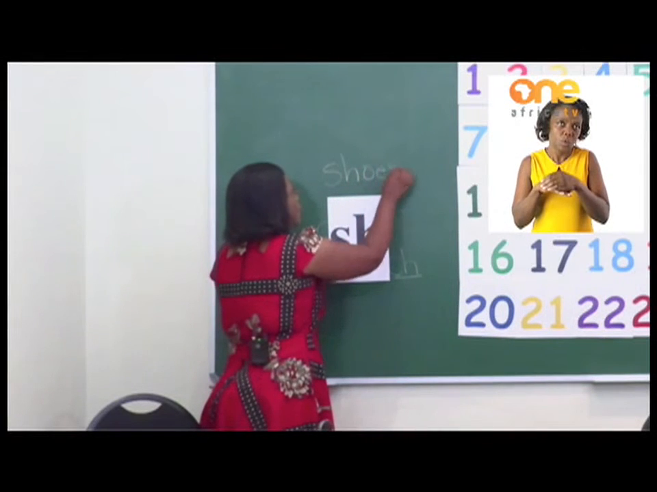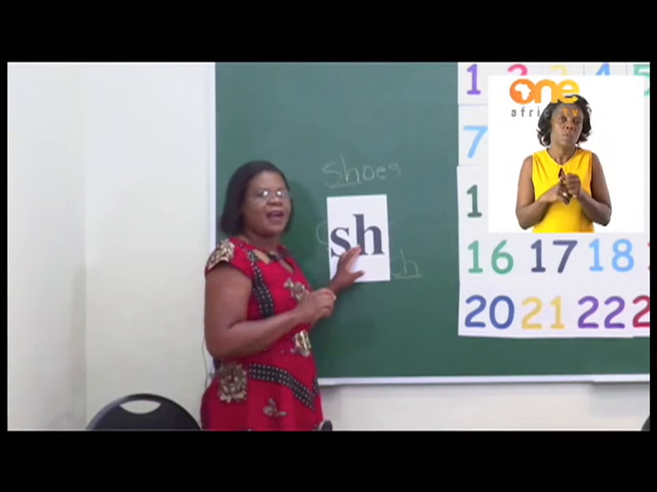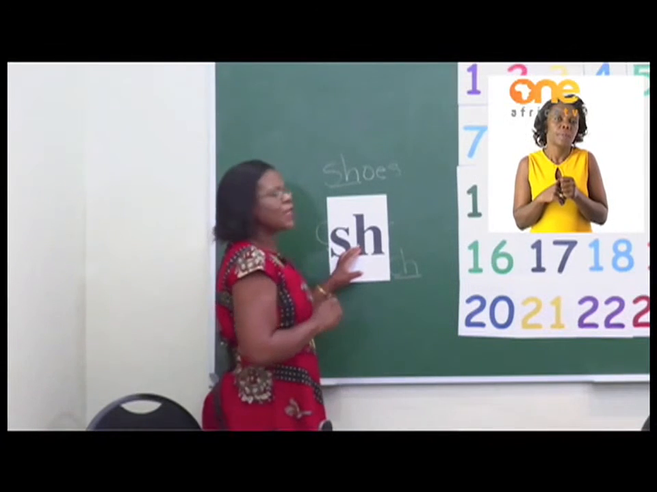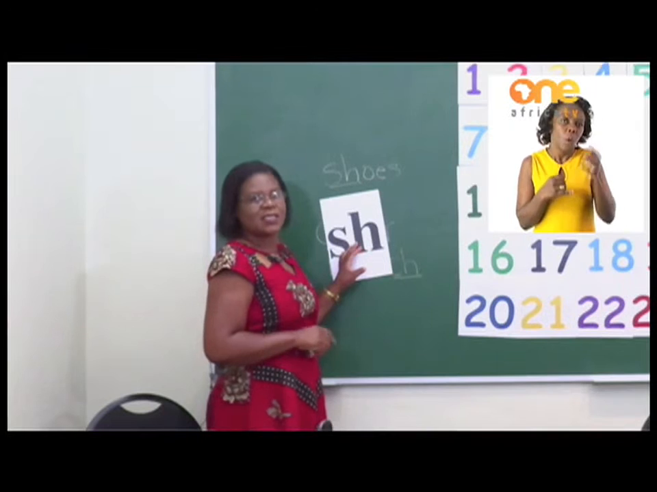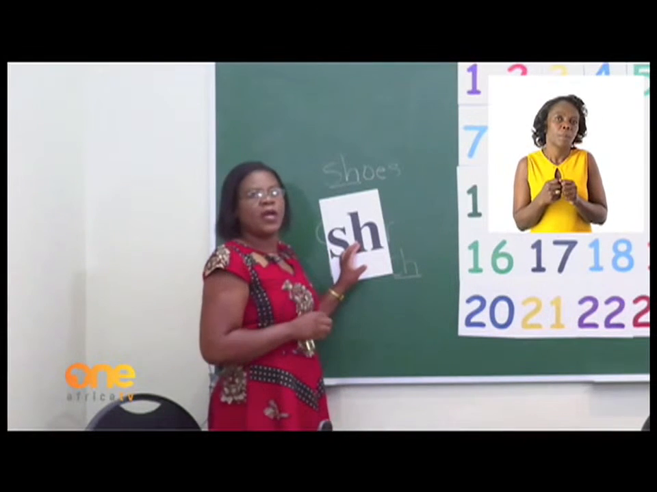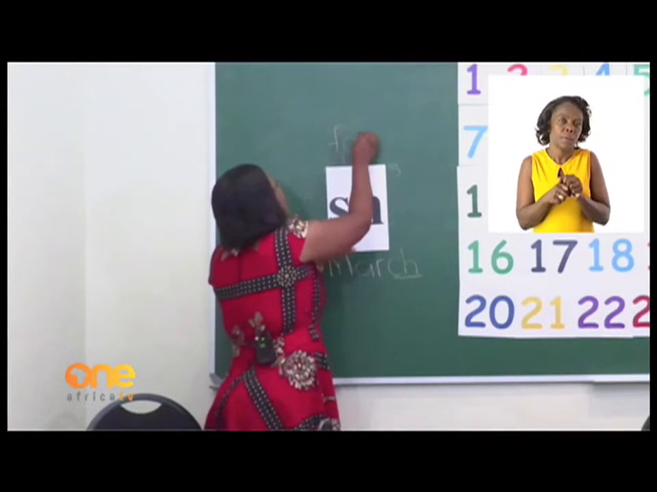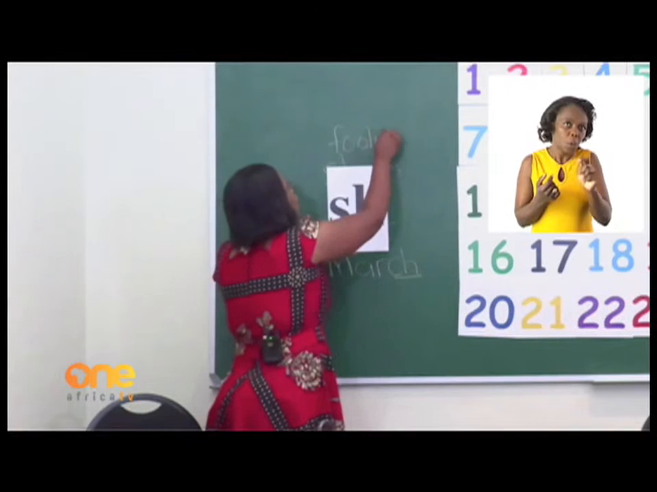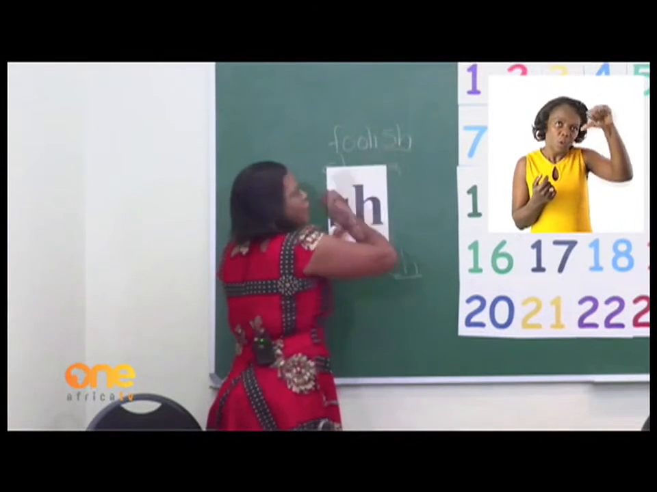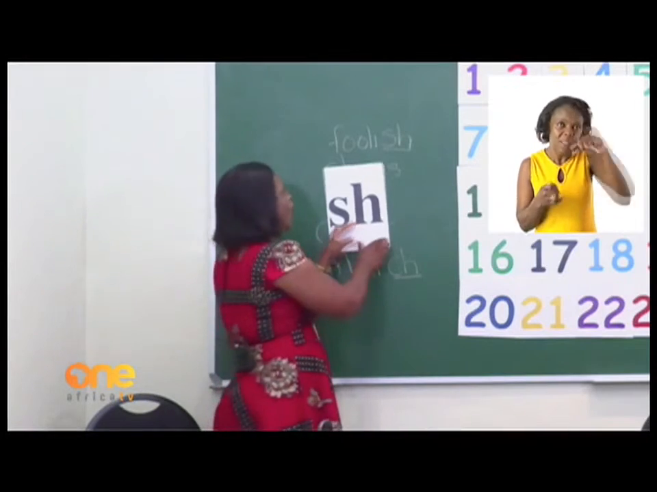You can say shoes. The shoes that you put on, it's an s and an h, it's a sh. It can also come at the end of a word, or even in the middle, it's still a sh. Maybe I'm saying foolish. It's at the end of the word. It's still a sh.